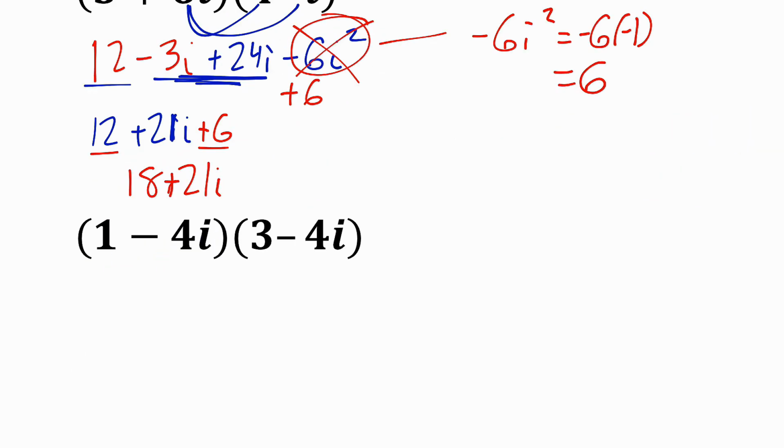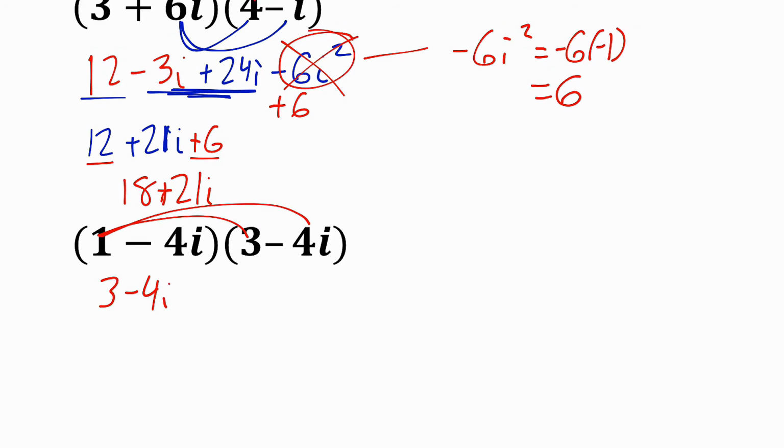This next one, 1 times 3 is 3. 1 times negative 4i is negative 4i. Negative 4i times 3 is negative 12i. And negative 4i times negative 4i gives us positive 16i squared.